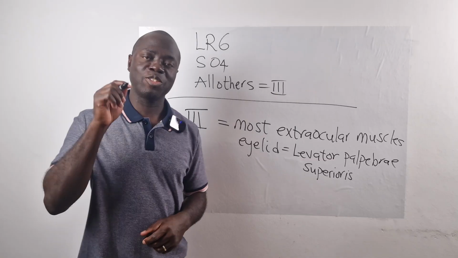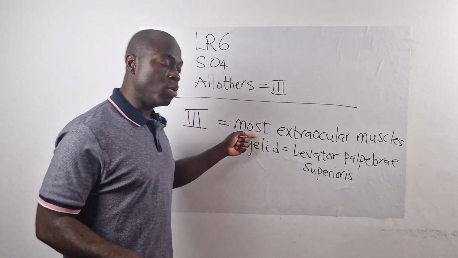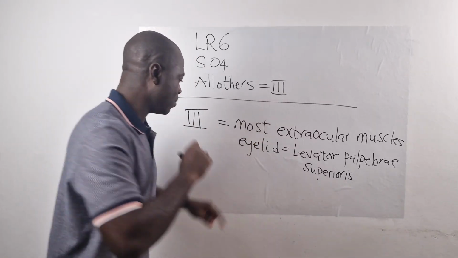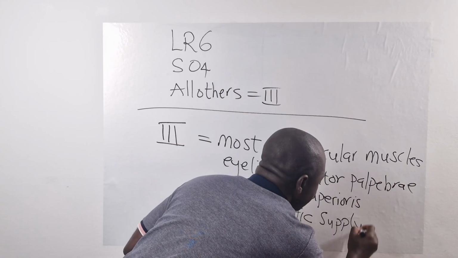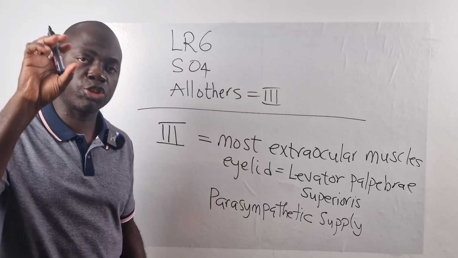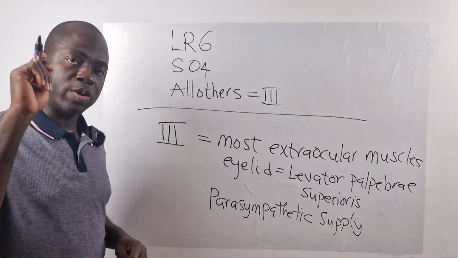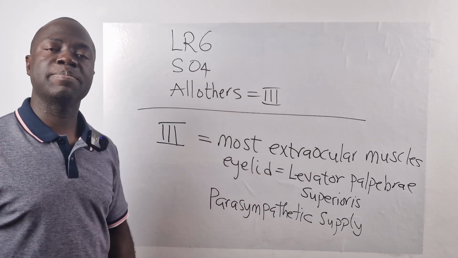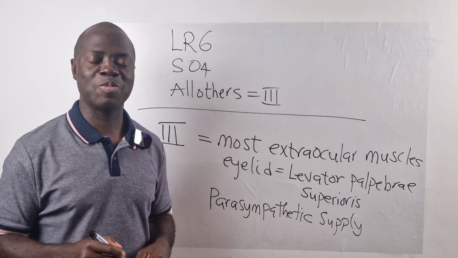The third function of the cranial nerve 3, so cranial nerve 3, 3 functions. Most muscles of the eyeball, the eyelid, and the third one is parasympathetic supply. To intraocular muscles, the muscle that constricts the pupil, and this is important for accommodation. So cranial nerve 3: extraocular muscles, eyelid, and parasympathetic that helps to constrict the pupil during accommodation.